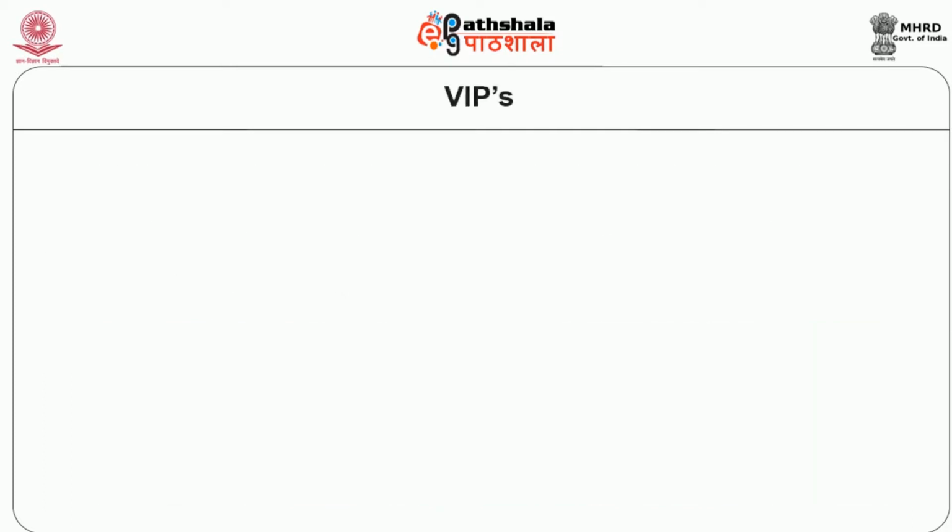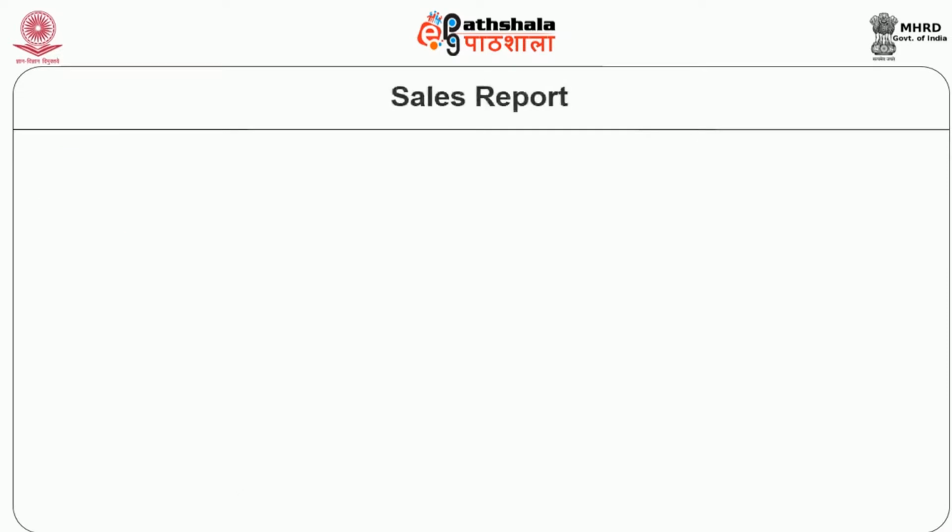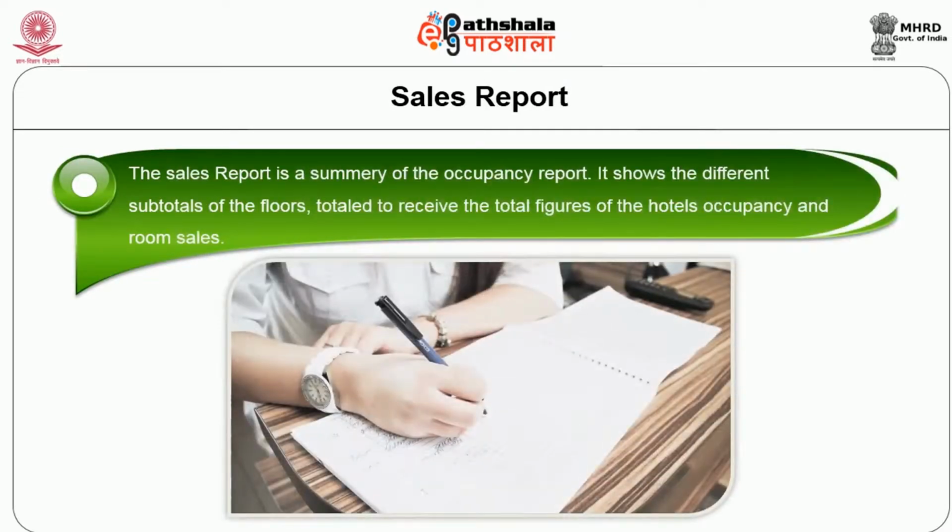Next is VIPs. For example, VIP customers are specified on the occupancy report. No special list is written. VIP means you can give any color or any different font to that. A remark VIP behind the name is enough. Next is the sales report. The sales report is very important. It is a summary of the occupancy report.